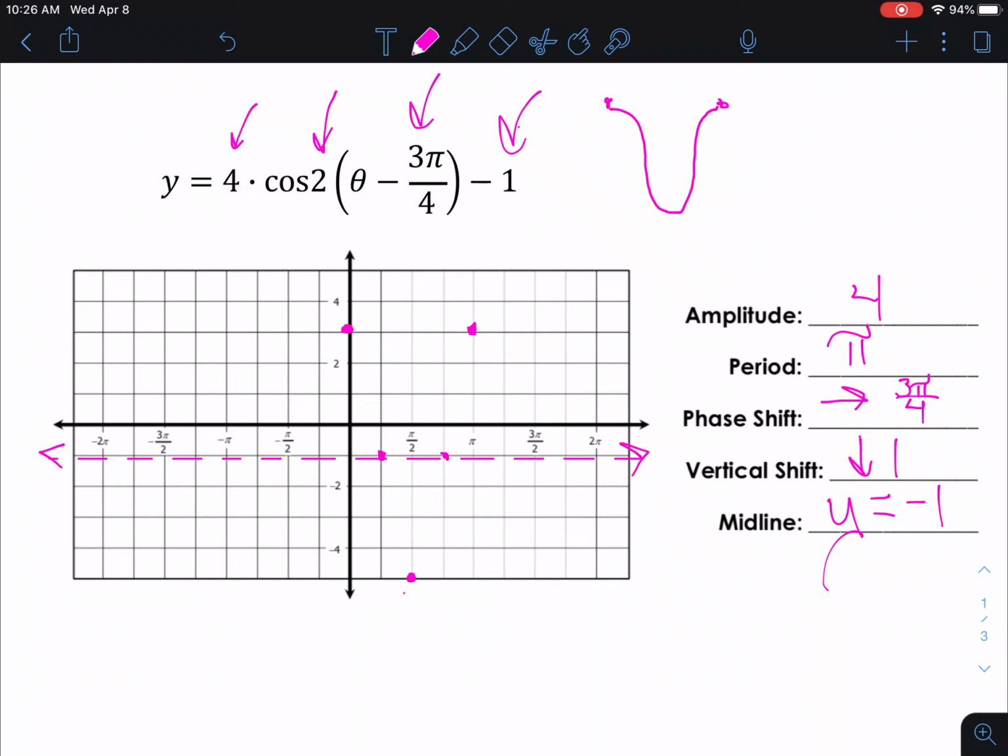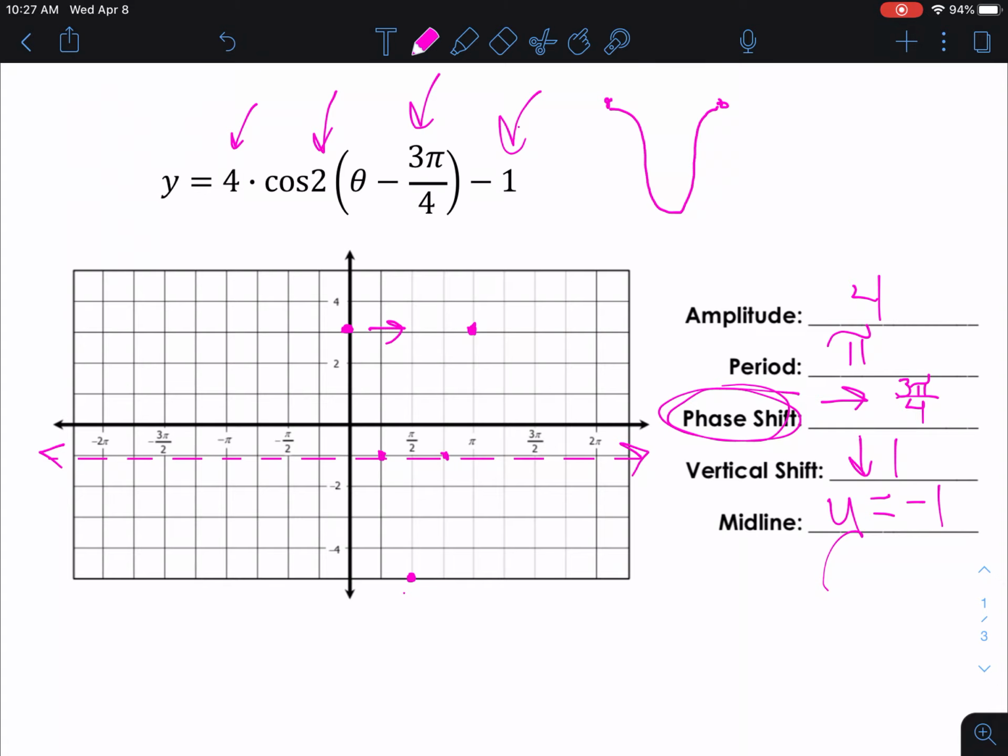Okay. So this would be one wave, but we still haven't taken into account our phase shift yet. We've done everything else. I like to do one wave first and then include my phase shift last. So a phase shift, moving everything 3 pi over 4. On our graph, every square is pi over 4, so I just need 3 of those squares. I want to take all of these and move them 3 spaces to the right.